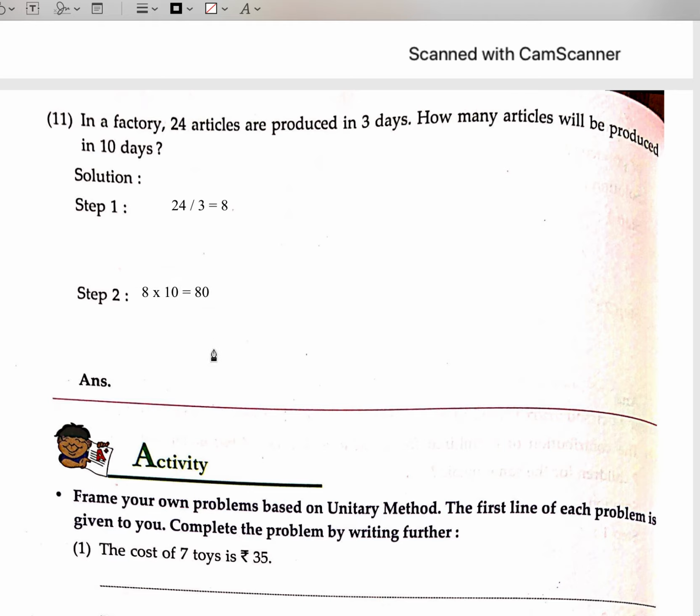So now 80 articles are produced in 10 days. That's our final answer.